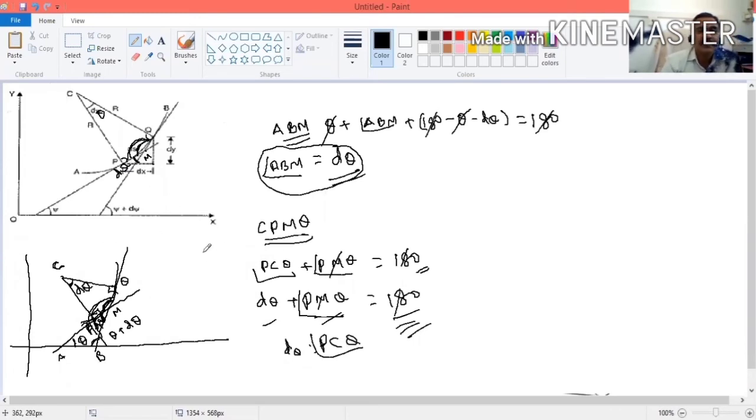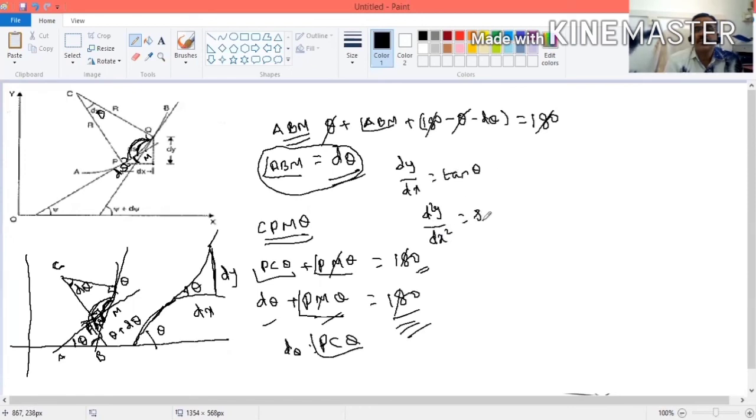If I redraw this, this is a curve. This is dy, this is dx. What is this angle? If this is theta, this is also theta. Then dy by dx is equal to tan theta. Am I right? Then if you differentiate, d square y by dx square is the derivative of tan theta, which is secant square theta.